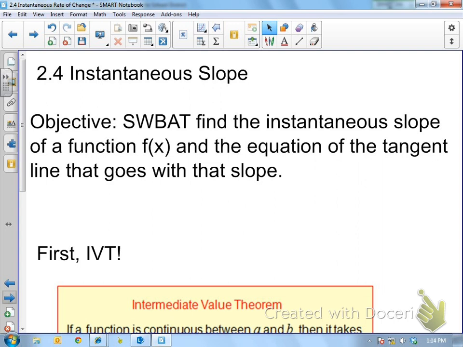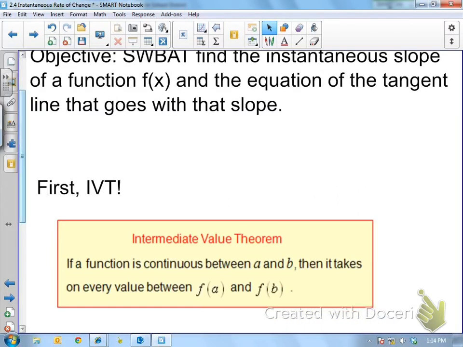So intermediate value theorem, it kind of feels like you're stating the obvious, but it actually has a purpose even though we're stating the obvious. So what it's saying is if your function is continuous between two x values a and b, then it would take on every y value between f of a and f of b.